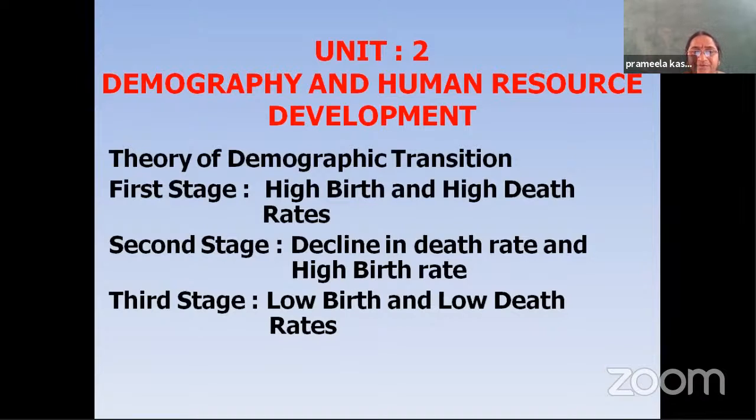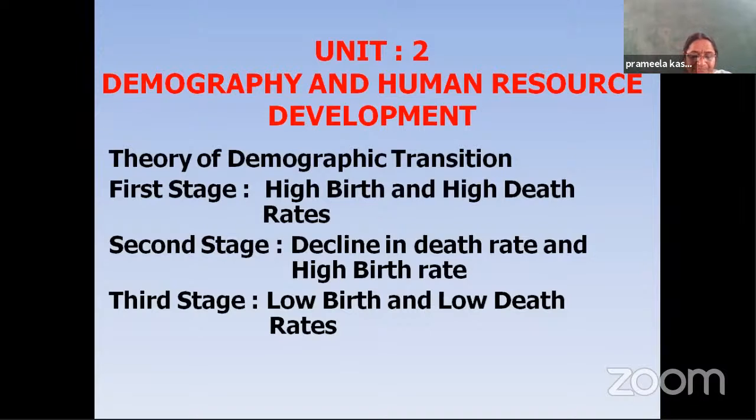So according to them, in demographic transition, there are 3 stages. First stage is the high birth and high death rate stage, the second stage is the decline in death rate while birth rate remains at a higher level, and in the third stage, low birth and low death rates.